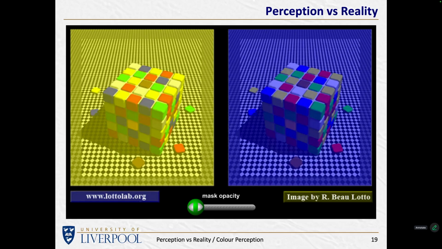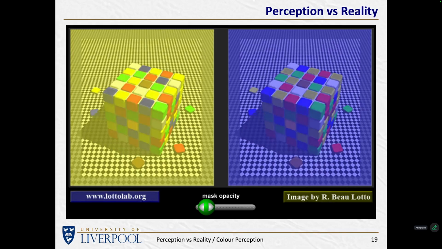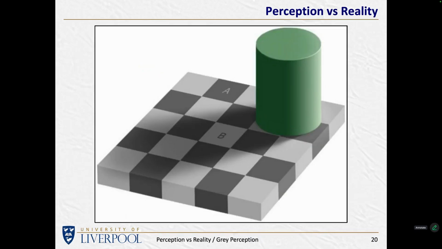Sometimes your colour vision is fine, but it can easily be fooled. And if you don't believe me, you can go to the webpage on the left-hand side, lottolab.org, to convince yourself that I'm not hoodwinking you. And I'm trying to convince you that perception is not the same as reality, and it's not simply a question of colour. Let me just take those away again and jump to the next one.